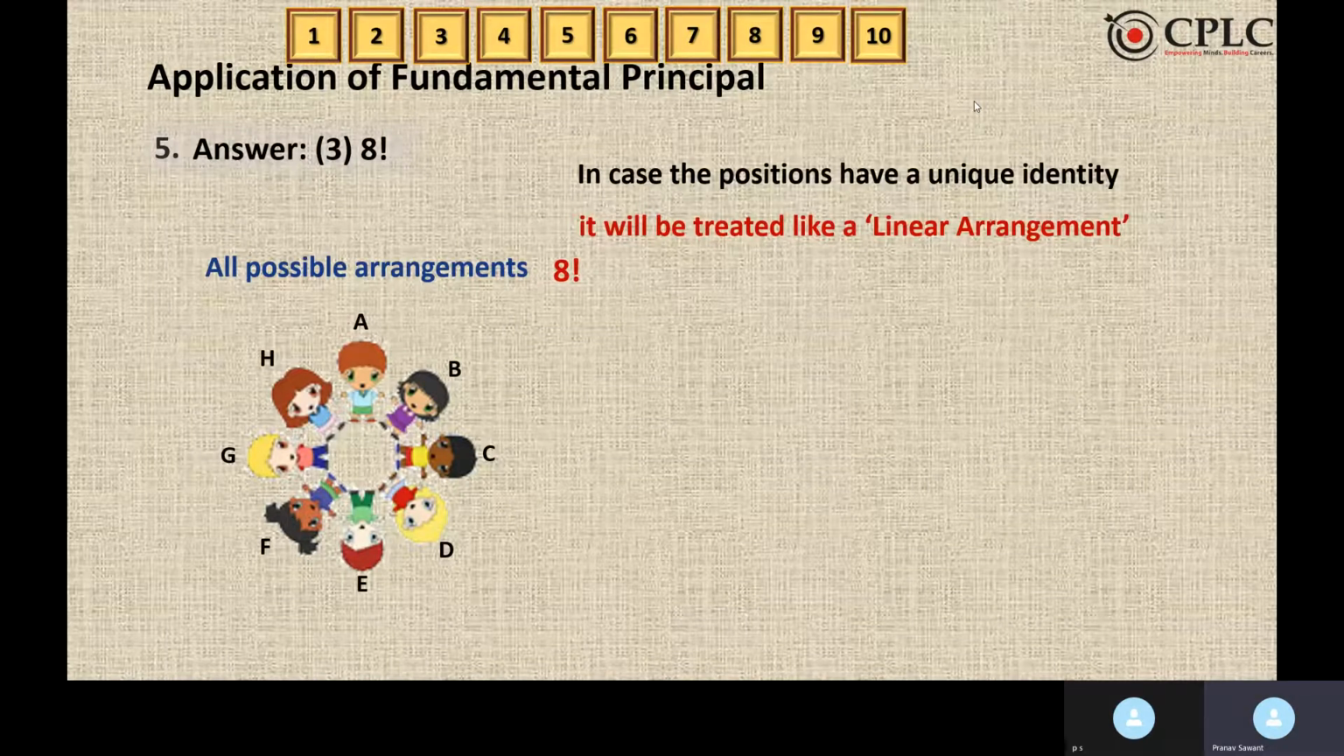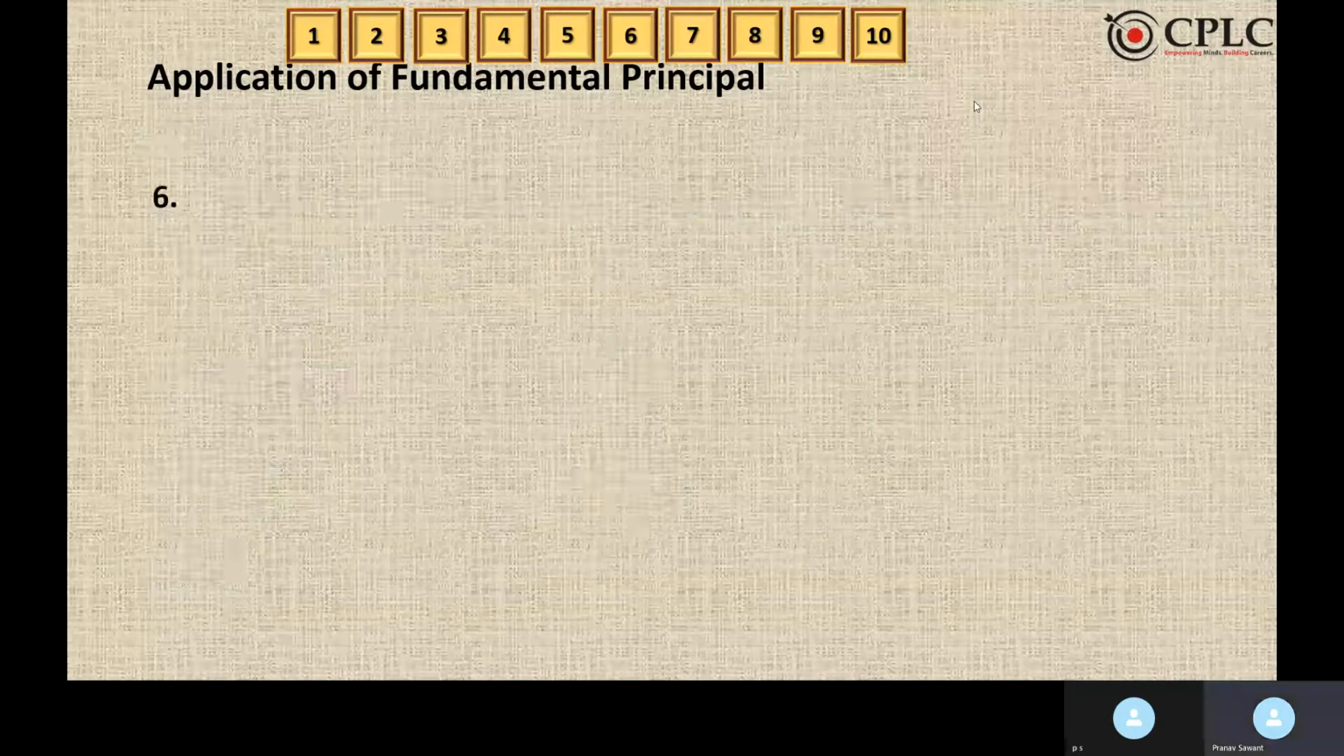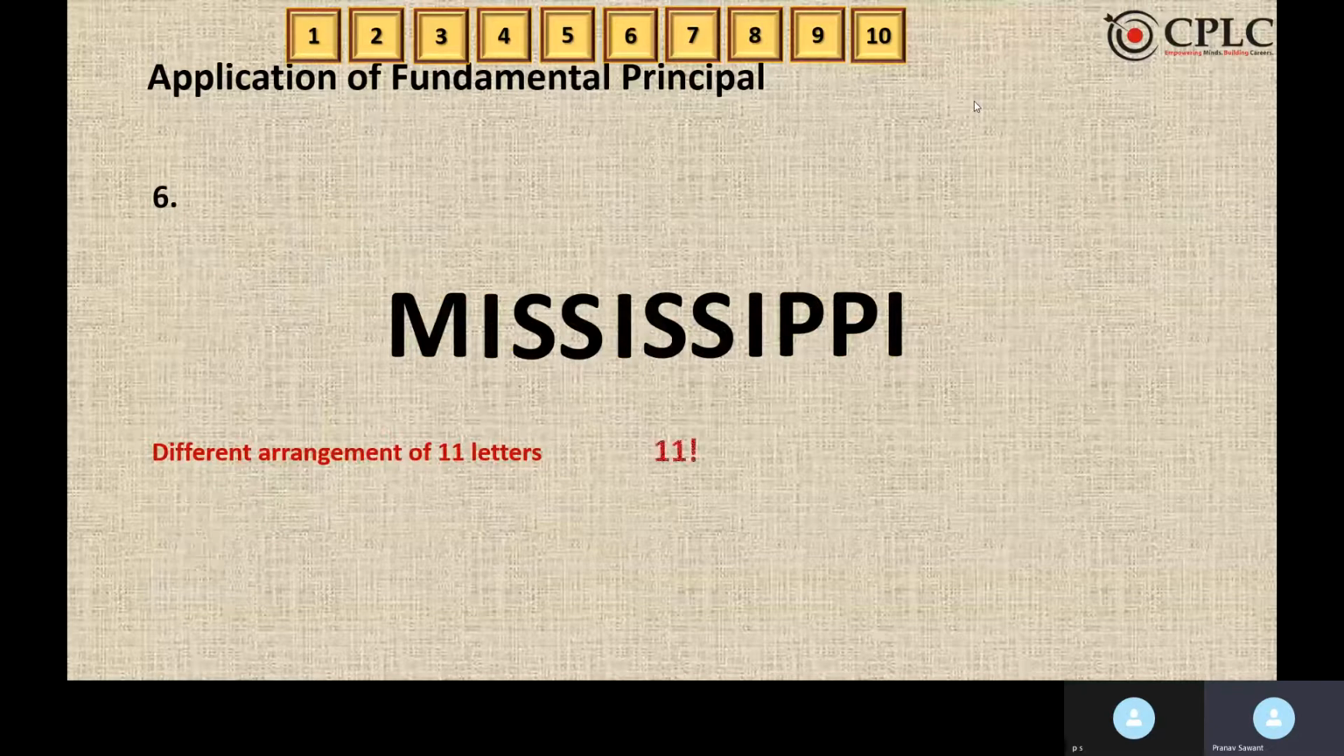Moving to the next question. In how many different ways can you arrange the letters of the word Mississippi? Now, there's a particular way of solving this question. First we'll take different arrangements of 11 letters. In how many different ways can we arrange these 11 letters? We can arrange them in 11 factorial ways.